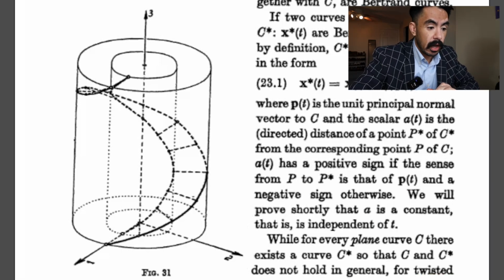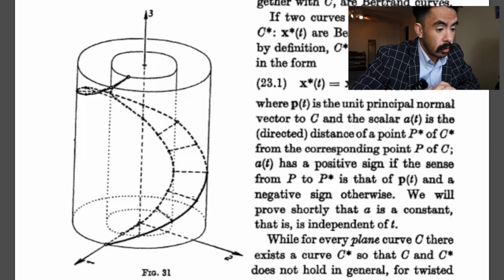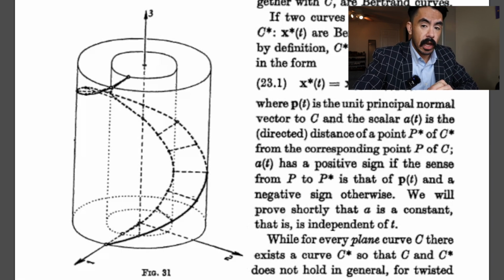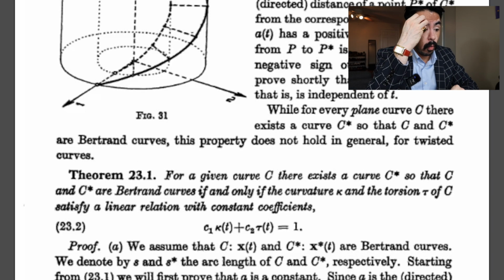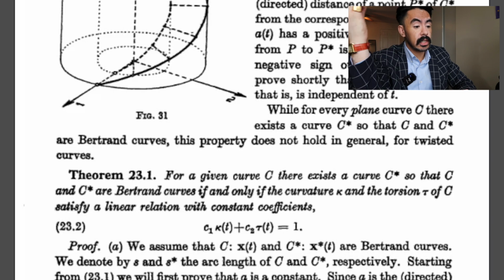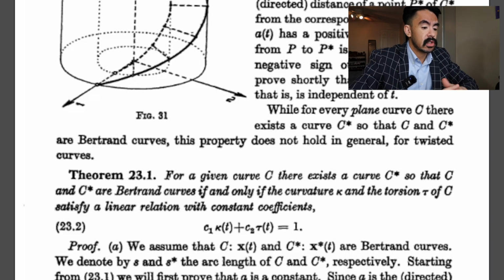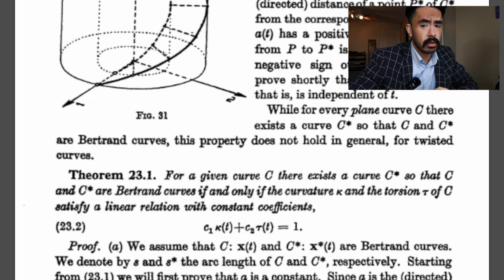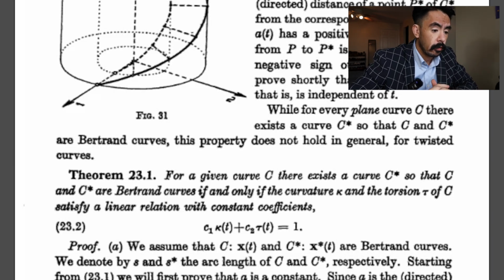A of t has a positive sign if the sense from P to P star is that of vector P of t, the unit principal normal vector, and a negative sign otherwise. We will prove shortly that A is a constant, that is, independent of parameter t. While for every plane curve C, there exists a curve C star so that C and C star are Bertrand curves, this property does not hold in general for twisted curves.